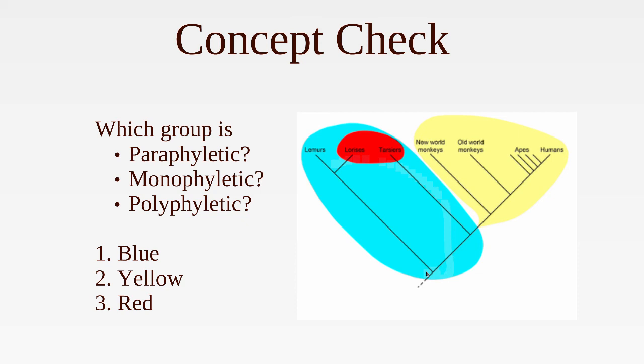Now, which of these groups is monophyletic? Remember, a monophyletic group contains the common ancestor and all of its descendants. The monophyletic group that is illustrated here is the yellow one. Notice that it contains the common ancestor and all of its descendants here. And finally, the polyphyletic group is the one that does not contain the common ancestor, and that's illustrated by the red.